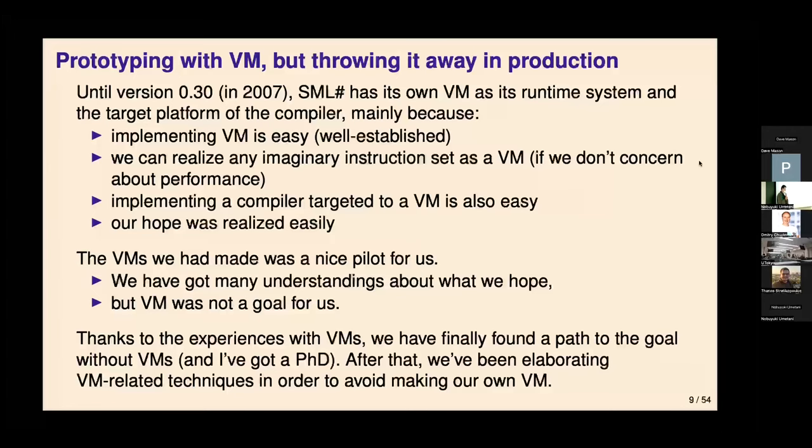Actually, at the beginning of the development of SML#, we used virtual machines. Until version 2.3 in 2007, SML# had its own VM as its runtime system, and the SML# compiler generated the virtual instruction sequence of that VM. This is because developing a VM is relatively easy, well established, compared to developing a new technique. Implementing a VM is quite easy. We can realize any imaginary instruction set as a VM, so we can realize what we hope as soon as possible. Implementing a compiler targeted to a VM is also easy.